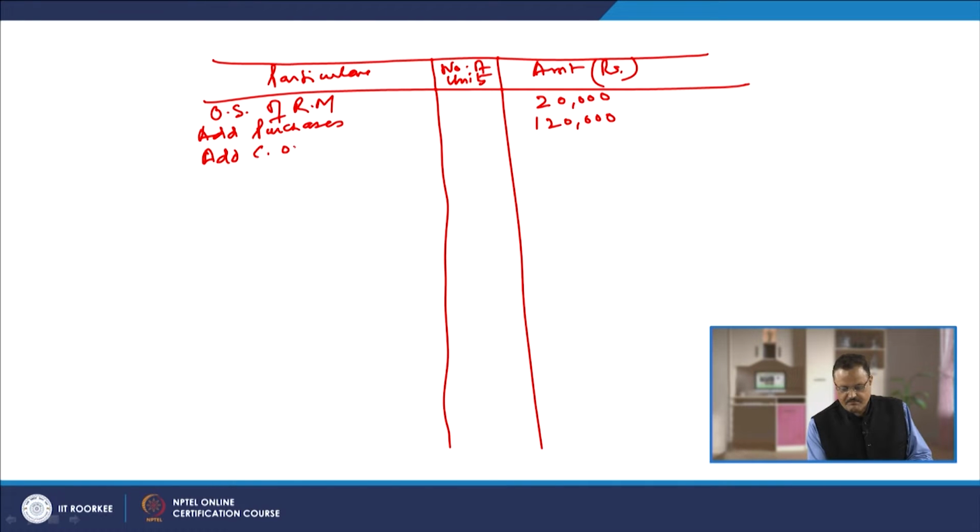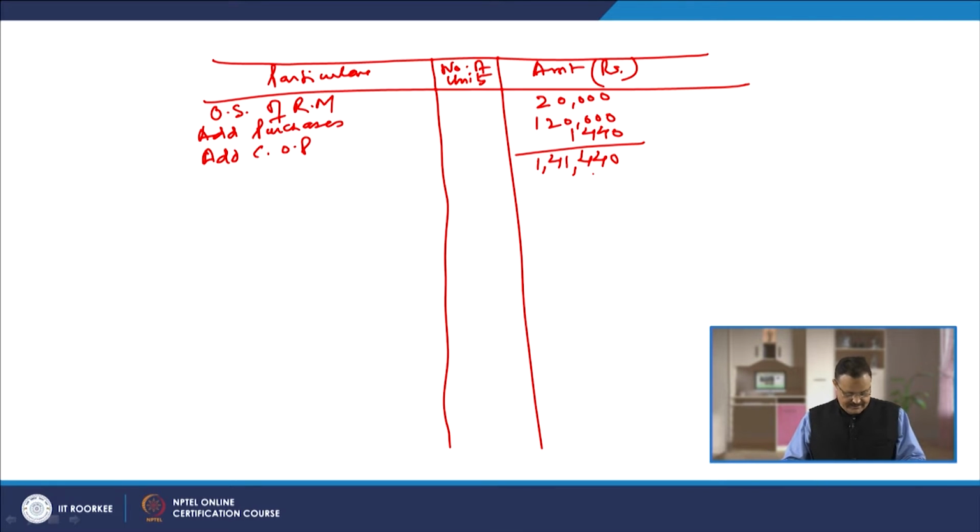And add carriage on purchases. So carriage is also part of the cost of purchases. Carriage on purchases is how much? This cost is going to be 1,440. So we will have to calculate this cost. This works out as 1,440, right? So what is the total cost of the raw material which we purchased now? This cost works out as 1,41,440, right?